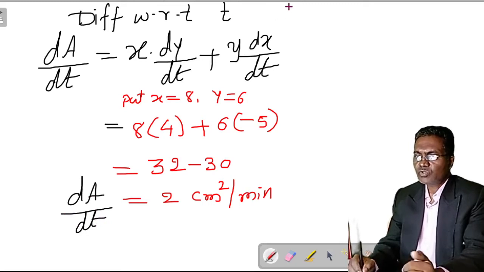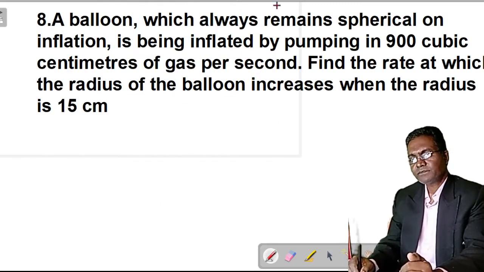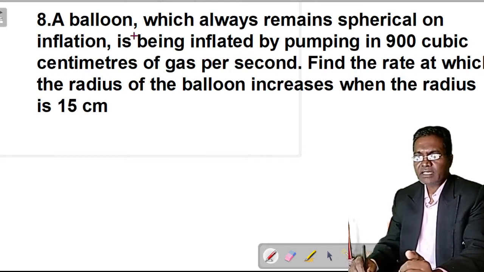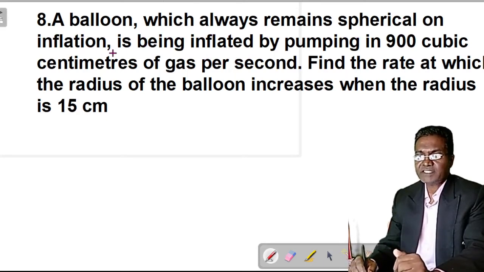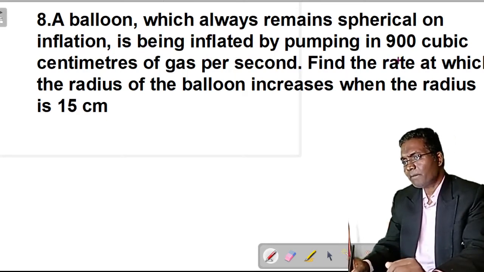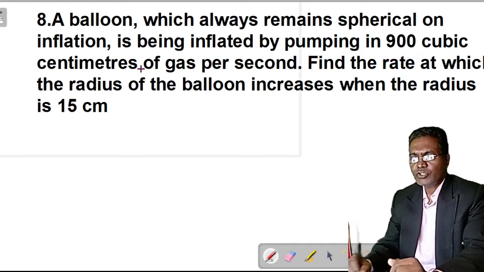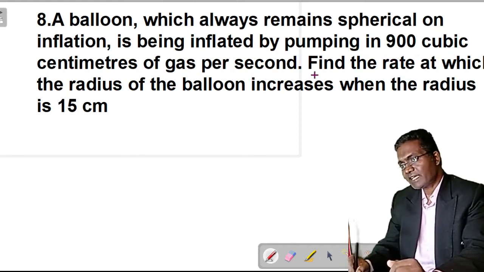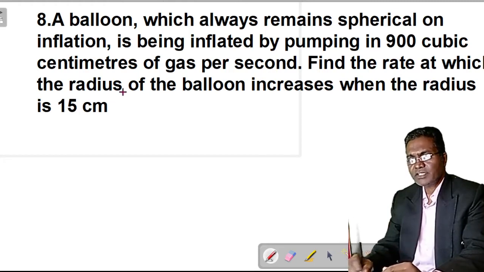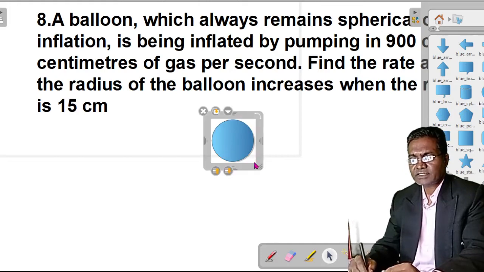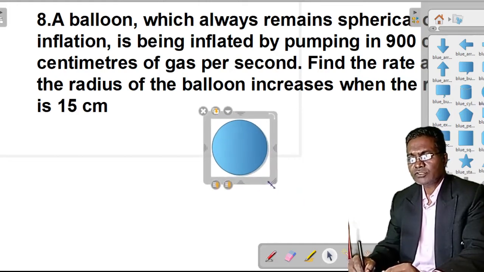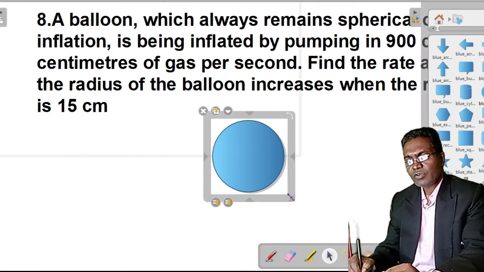Let's have one more question. This is question number 8. A balloon which always remains spherical on inflation is being inflated by pumping in 900 cubic centimeters of gas per second. Find the rate at which the radius of the balloon increases when the radius is 15 centimeter. Okay, so understand this. This is your spherical balloon. So what happens on inflation?